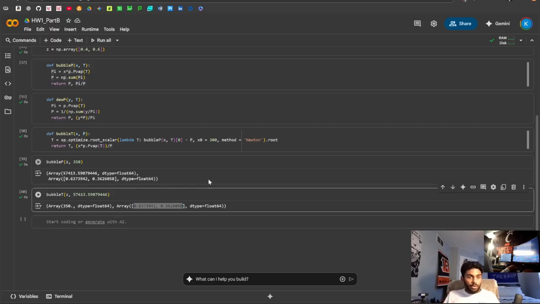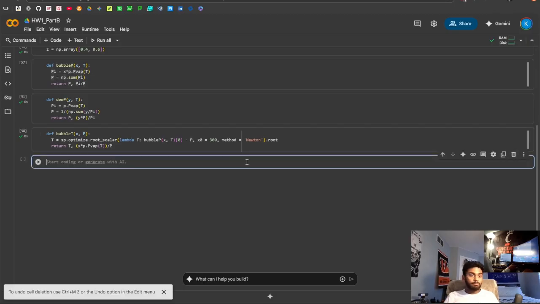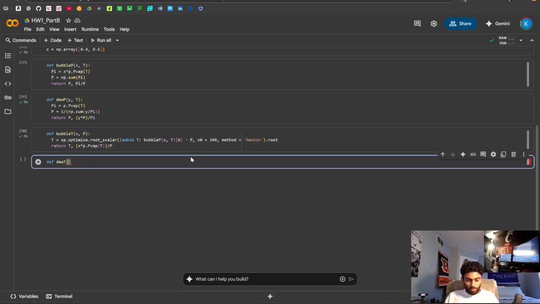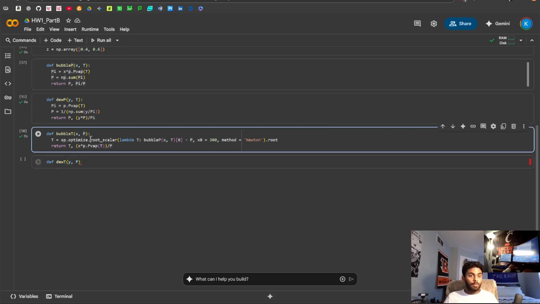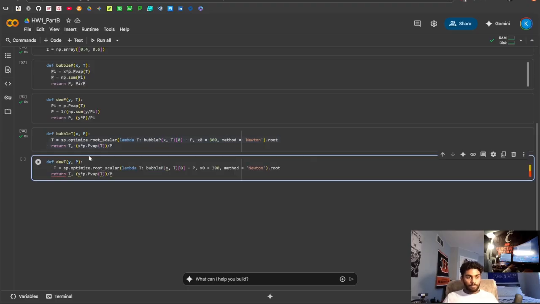Now the last thing we're going to code out is our dew temperature function. So I'm going to get rid of these cells again. I'm going to define a new function, the dew temperature function. And it's going to look really similar to our bubble temperature function. So I'm just going to copy this over, paste it here, and we're going to do the same thing.